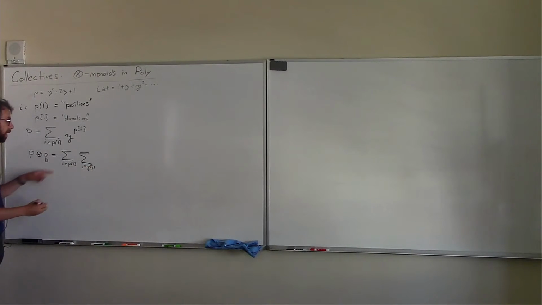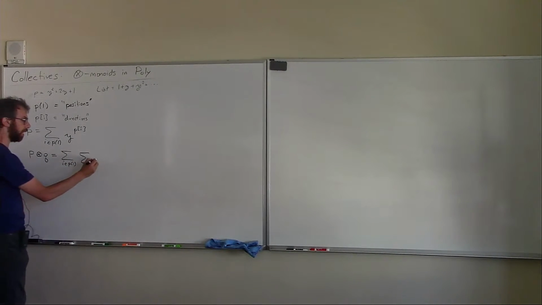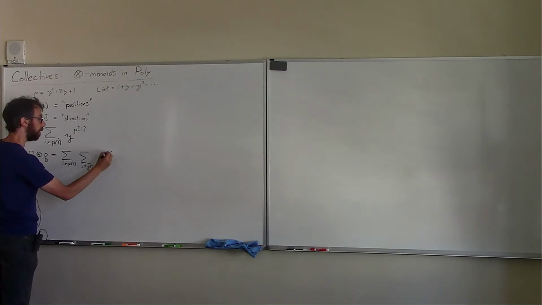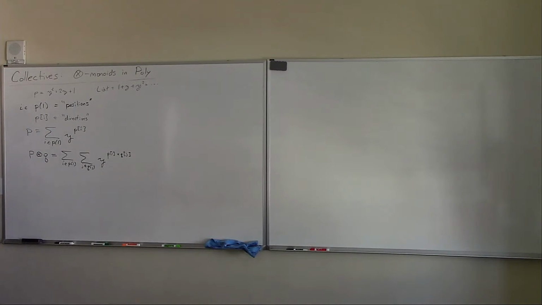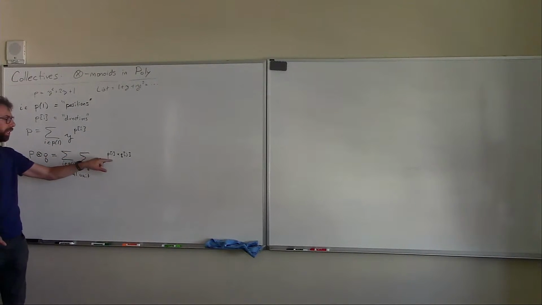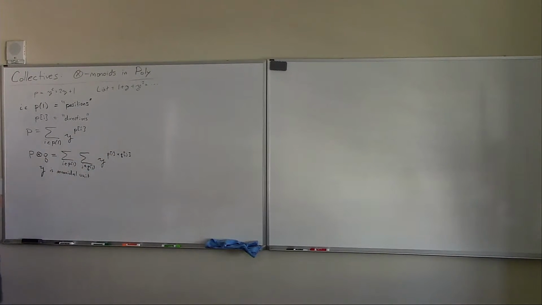So a position in this thing is a position in I and a position in J. And then the directions there are just the product, a direction of P at I times a direction of Q at J. So this is a tensor product, and the monoidal unit is Y. Because if I only had one position, this only has one position, and so this sum kind of goes away. And then at that point, I only have one direction, so this factor goes away.